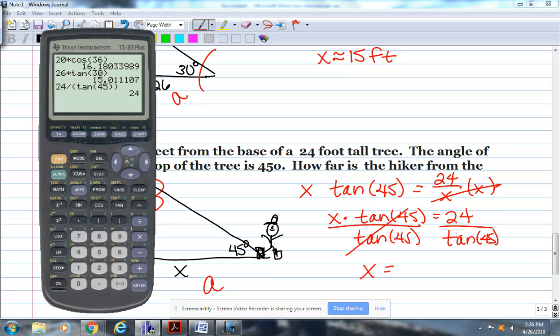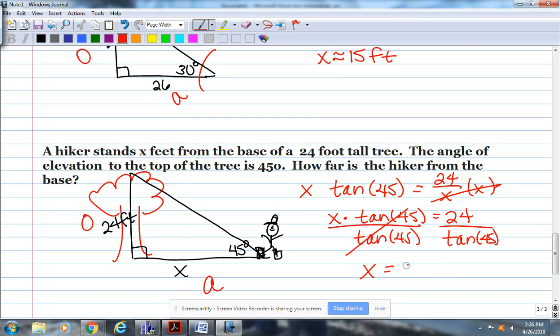What did y'all get? Exactly 24? Yeah, 24 feet. So he's standing 24 feet from that tree. But look at that. He's standing the same distance as the height of the tree. Isn't that so cool?